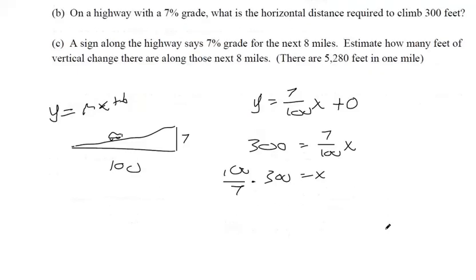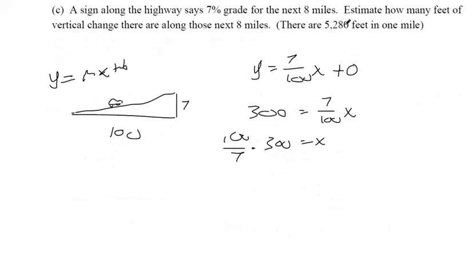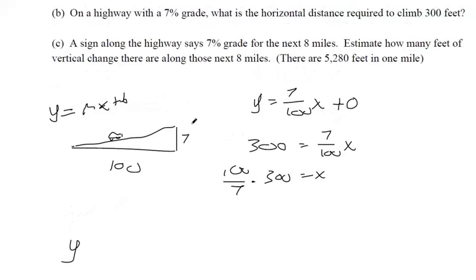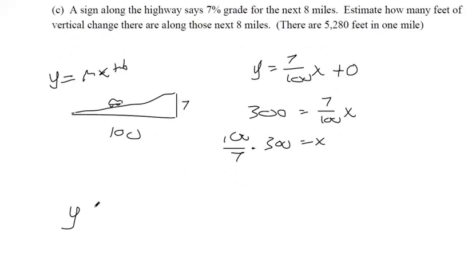Okay, and then C says 7% grade for the next 8 miles. Estimate how many feet of vertical change there are along those 8 miles. So they want to know what y is, because y is our rise, right? That's the 7 feet we started with, when the run is a particular value. So they told us 8 miles.